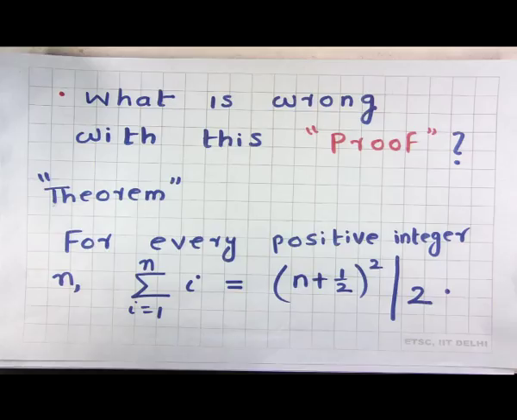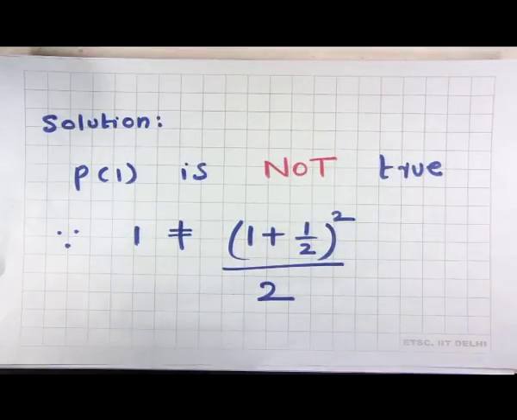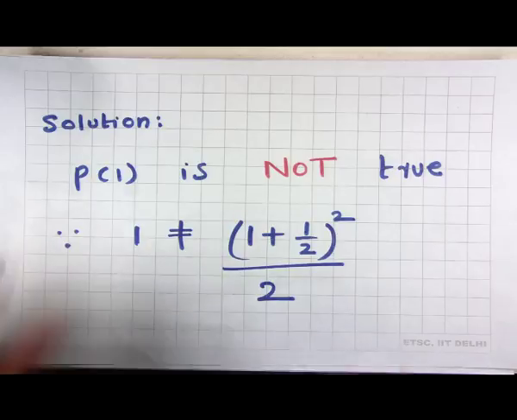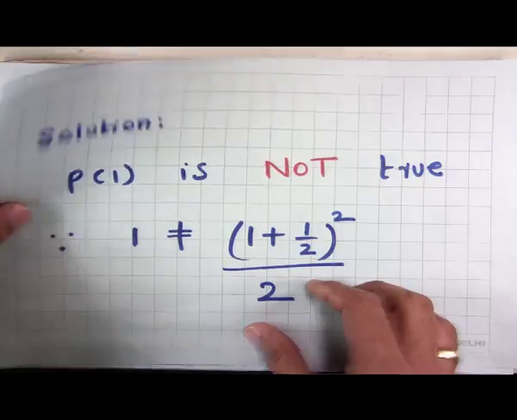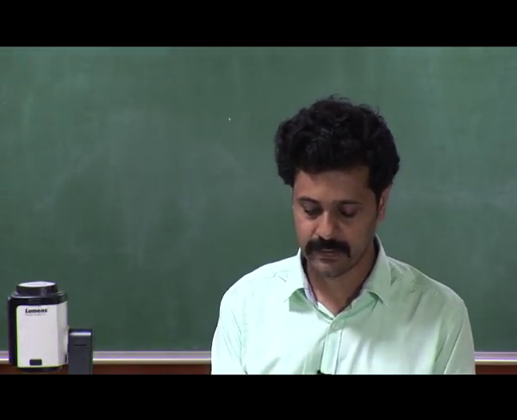So, the solution: you are asked to point out what is wrong with this proof. The solution is P of 1 is not true. 1 is not equal to (1 plus half) the whole square by 2. So, this is just to demonstrate that the basis step is so important, though it may look so innocent.